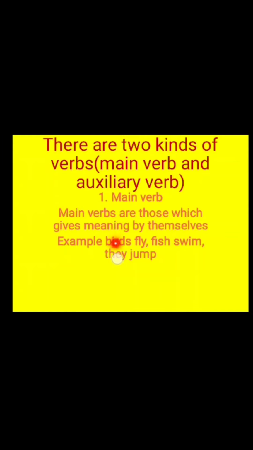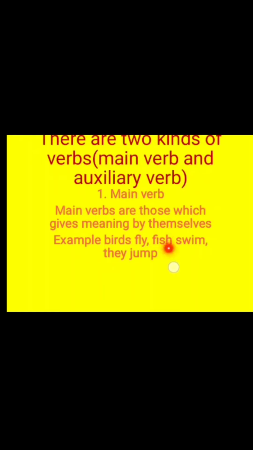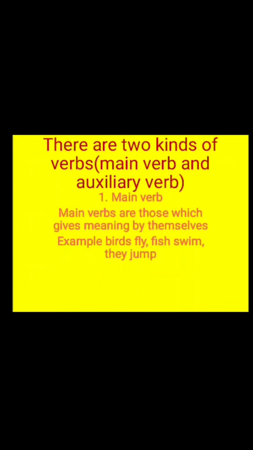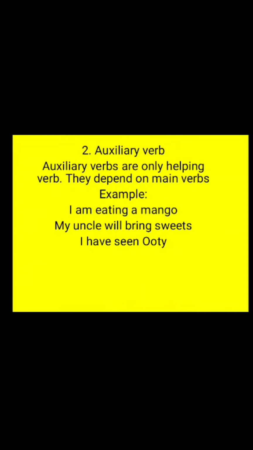For example, birds fly, fly here is main verb, it will give meaning by itself. Fish swim, here swim is the verb, an action, so it gives meaning by itself. They jump, so jump is a main verb, it gives meaning by itself. When I explain auxiliary verb, you will be very clear about how to differentiate main verb and auxiliary verb. So auxiliary verbs are only helping verbs. They depend on main verbs. So let me explain.